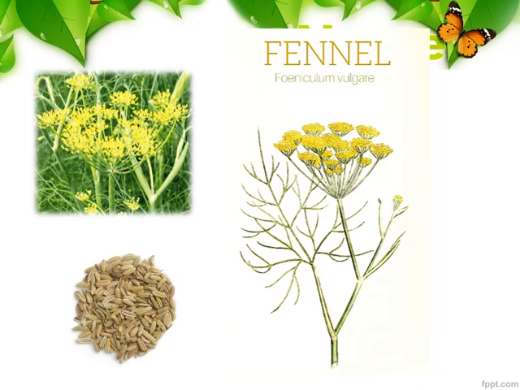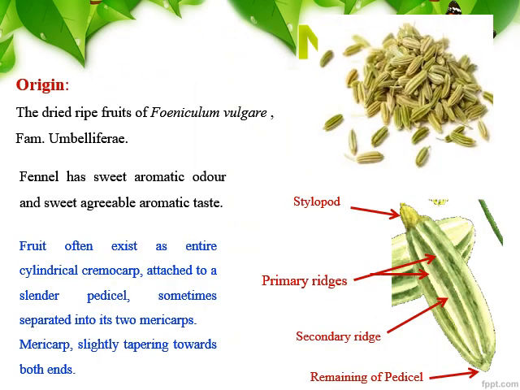We will talk about family Umbelliferous fruit. So the first member is fennel. This is fennel flower of inflorescence, dried fennel fruit, a diagram of the fennel. The fennel obtained from dried ripe fruits of Foeniculum vulgare family Umbelliferae. It has sweet aromatic odor, sweet agreeable aromatic taste.